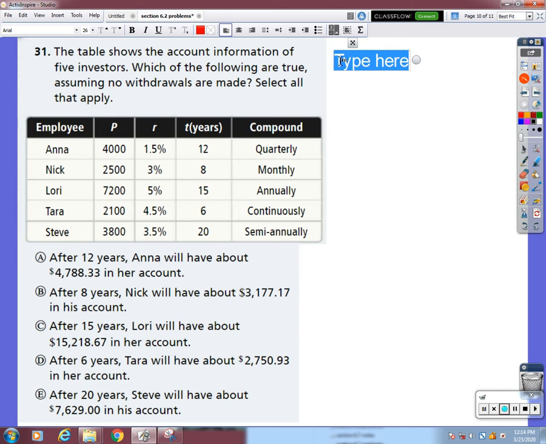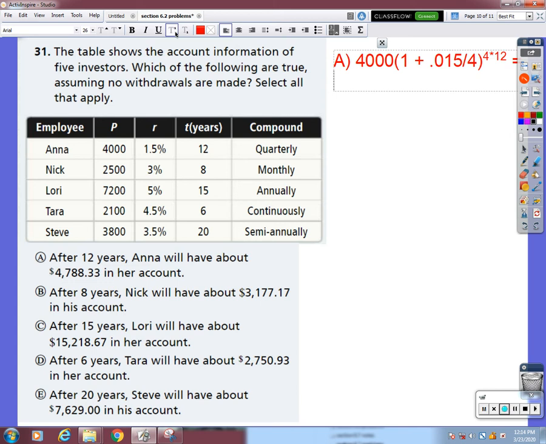So let's do, what is she starting with? 4,000 times 1 plus 0.015 divided by, she is going quarterly, so divided by 4. And then that would be to the 4 times 12th power. And let's see what she has.